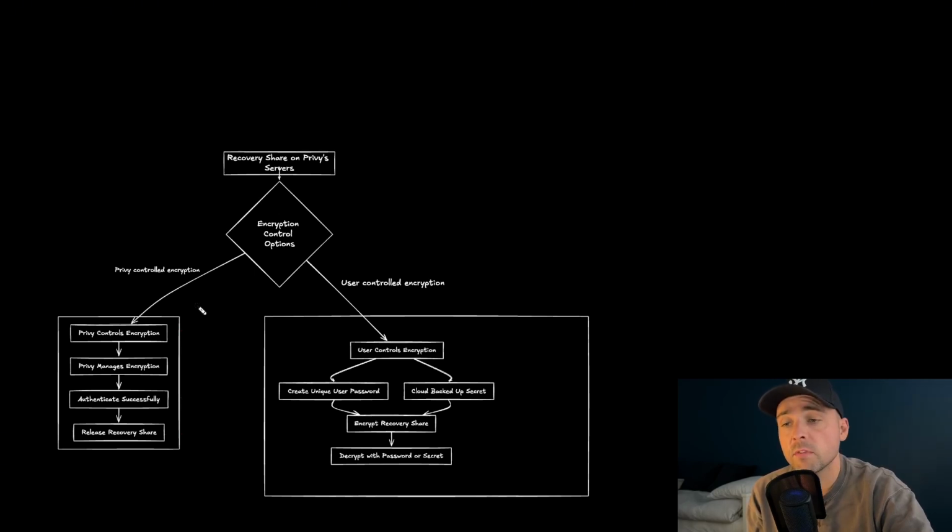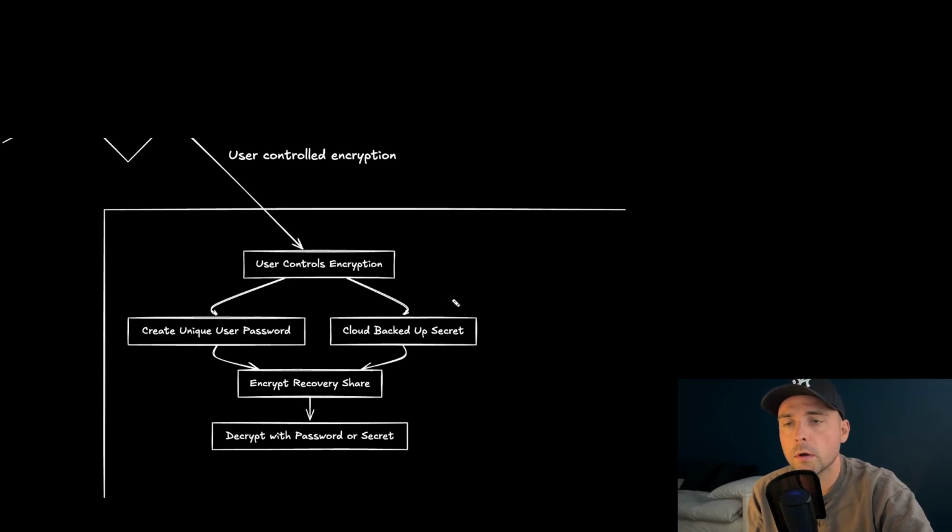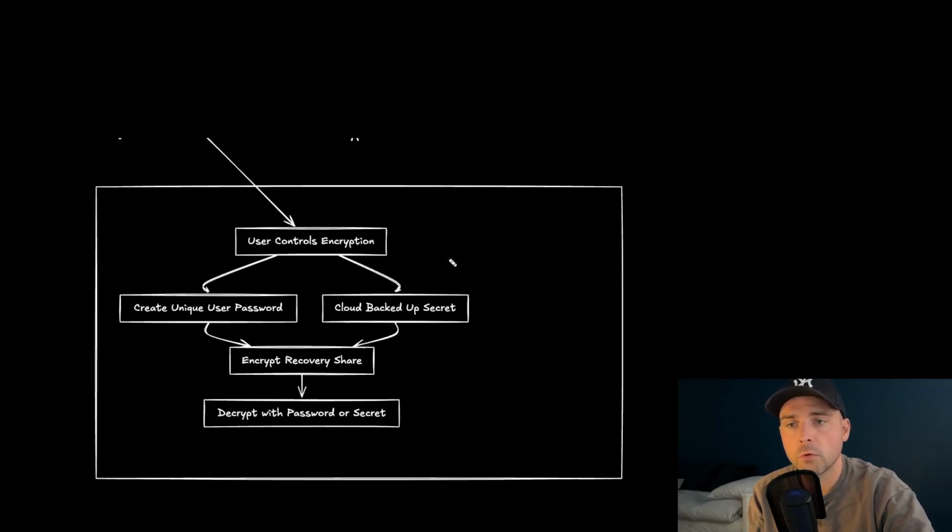This is obviously the more convenient method, but also implies some trust towards Privy. The second option, the user-controlled encryption, which is highly recommended for any user who expects to hold significant value in his embedded wallet, is to either create a unique password or have a secret that is backed up in the user's cloud storage to encrypt the recovery share with, and hence can be decrypted with again.